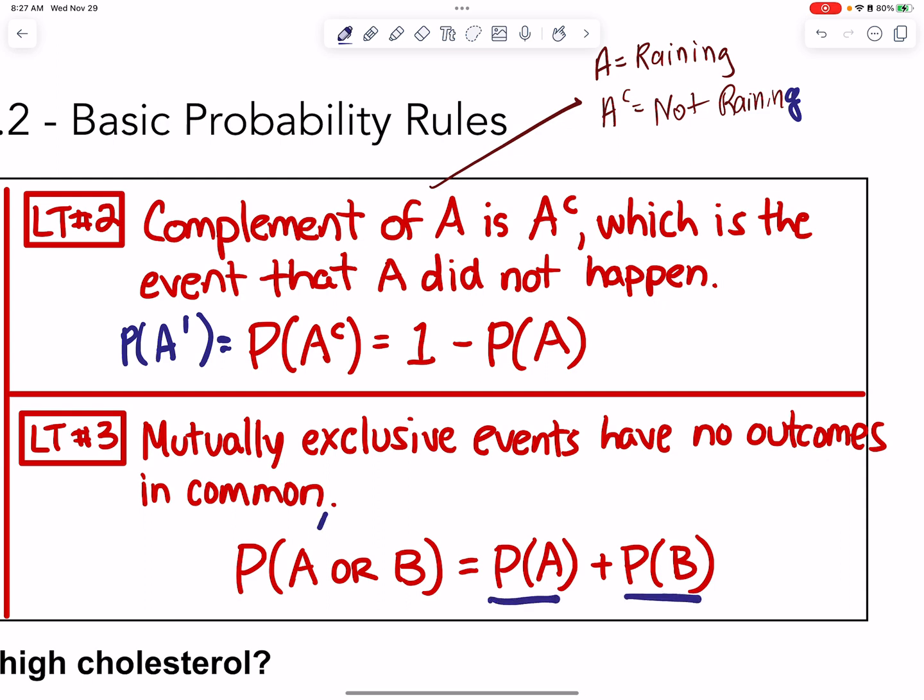Okay, mutually exclusive events have no outcomes in common, and we can add those probabilities. If I say, what's the probability of A occurring or B occurring, you can add those two events, and then that will get your total.